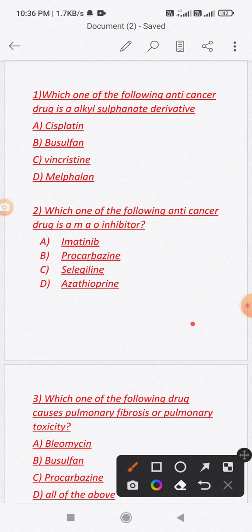Today I will discuss anti-cancer drugs, or chemotherapy of cancer. So let's start the first question of today's topic.